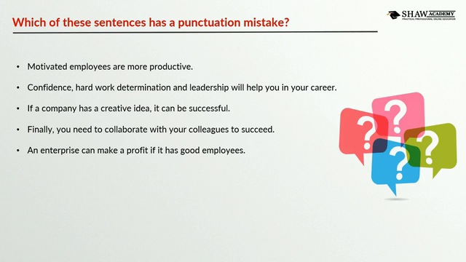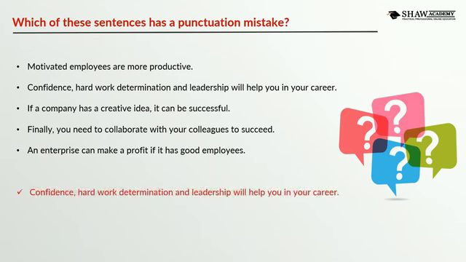What do we think? Lots of good answers. Anita, Fatma, Hosham. Brilliant, Allah, Thomas, Muhammad. It is, of course, number 2. Confidence, hard work, determination, and leadership will help you in your career. But guys, what is the mistake? What is the mistake? What should be there? What's missing or what's extra? What makes this sentence incorrect?